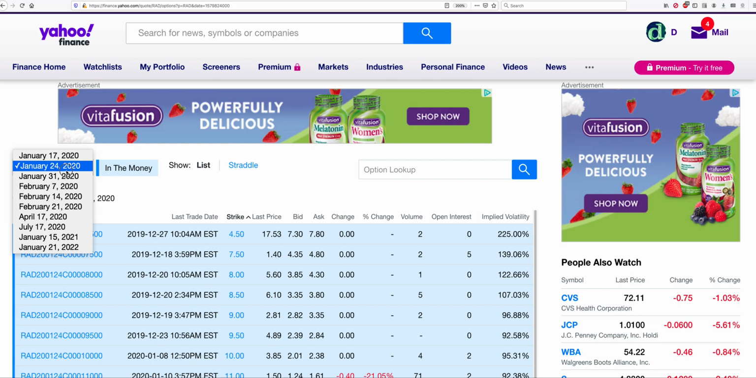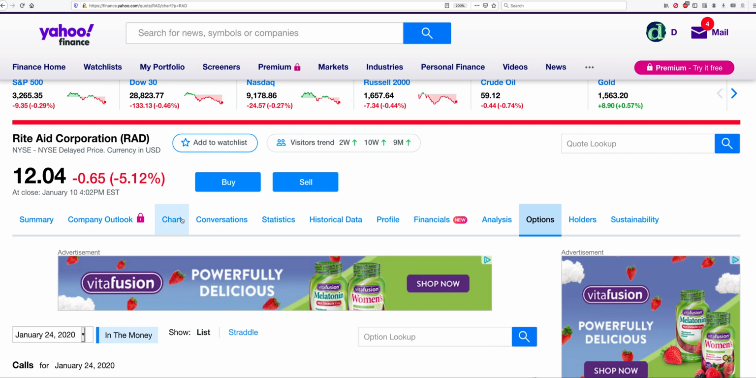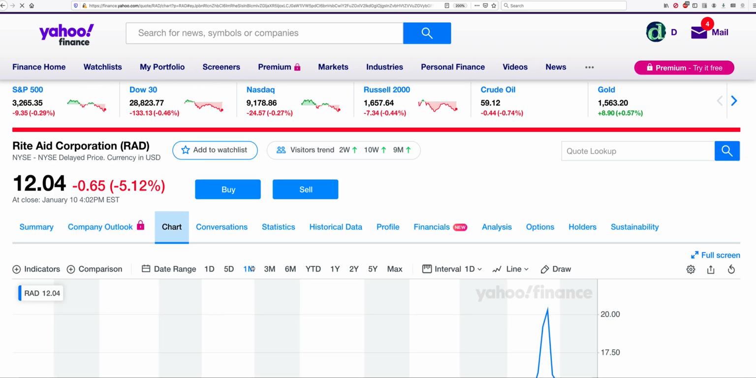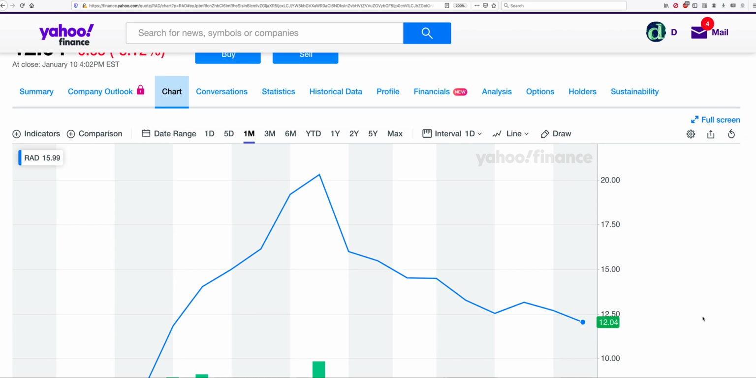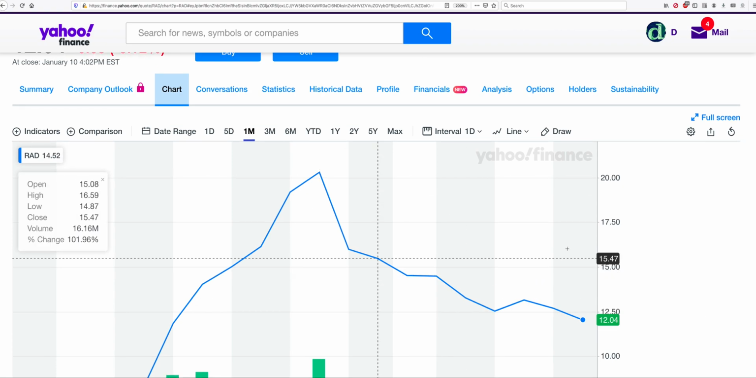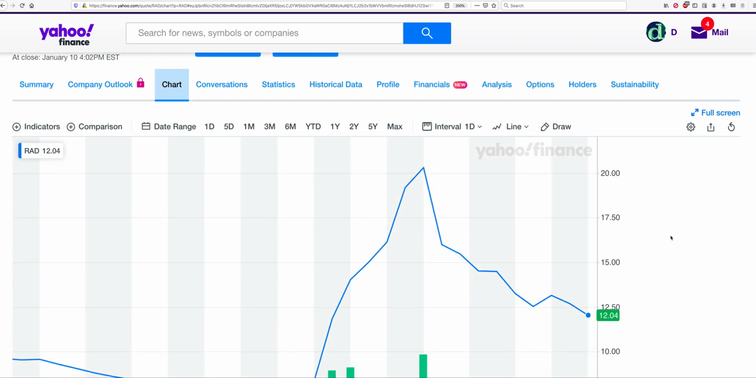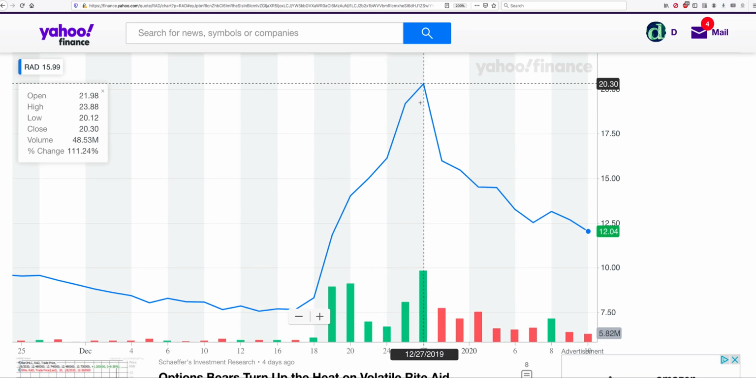So all I did was I went on Yahoo. I started looking at expiration dates that correlate with this particular situation. And if we look at the chart, let's go over a month, because this happened a few weeks ago. We see that they had that run up, right?